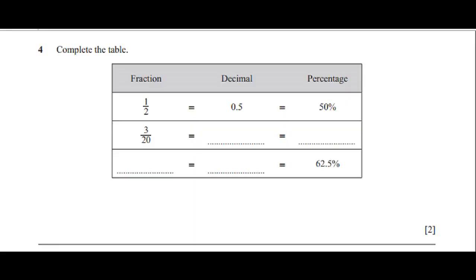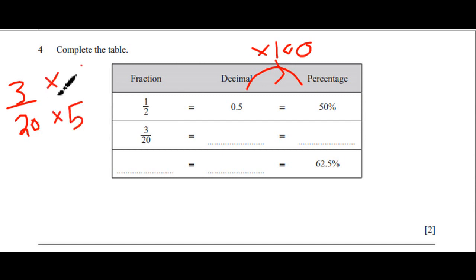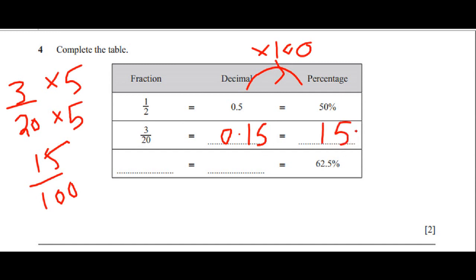Question number 4. Fraction is half, then decimal is 0.5, and percentage is 50% because we're multiplying this with 100. So fraction is 3 over 20, change 3 over 20 to decimals. So a quick way of doing it is change the denominator into 100, so times 5 times 5, this becomes 15 over 100, which is 0.15. Now change this into percentage, so times 100, which gives us 15%.